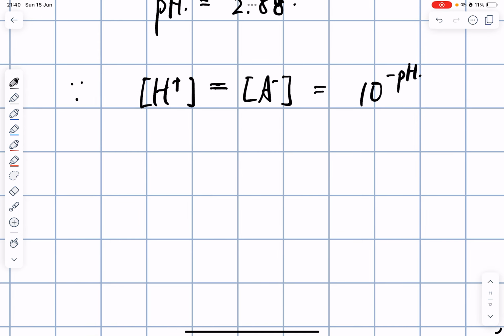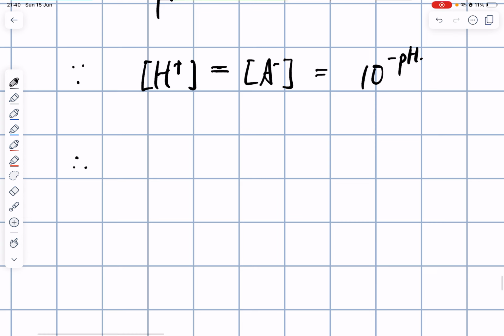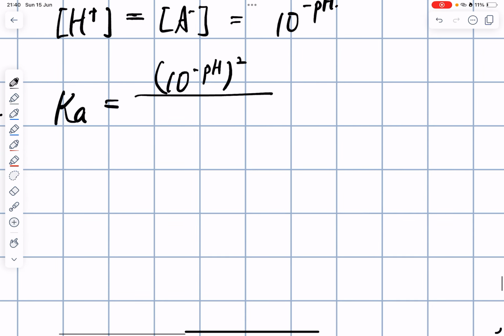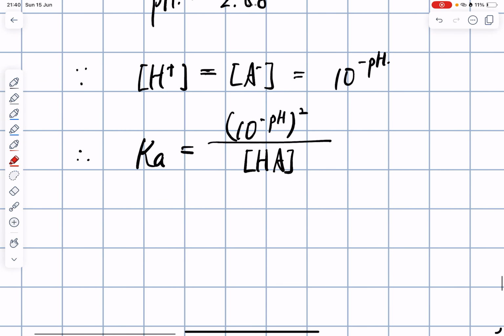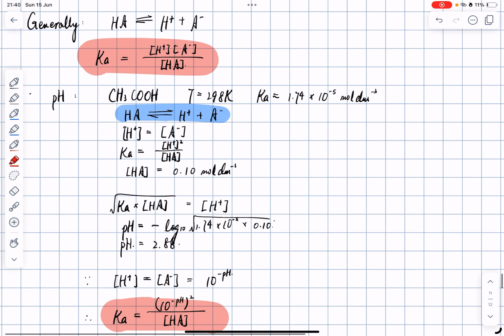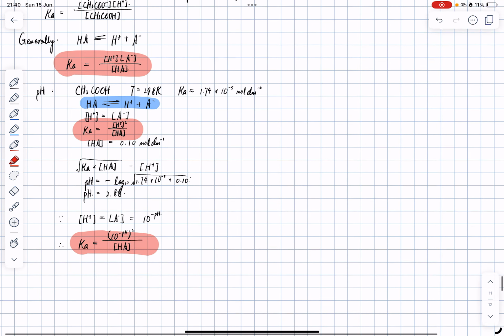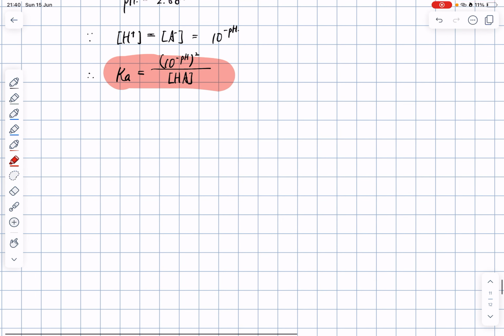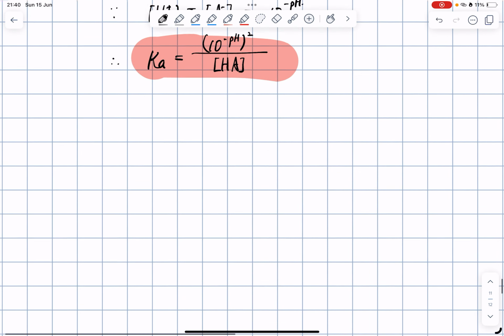So if we know the pH value, we can calculate the Ka, the acid dissociation constant, under certain conditions. So Ka equals 10 to the power of minus pH, squared, over the concentration of HA. So we do get this. That's basically it. That's pretty simple but essential. So we are turning to the next part.